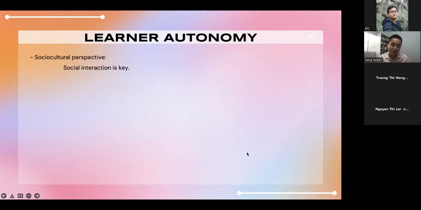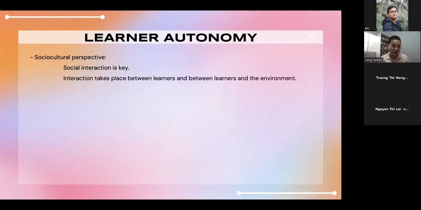The next perspective I want to talk about is the sociocultural perspective. So the sociocultural perspective revolves mostly around social interaction. The environment you create should allow some room for interaction. So when you have interaction happen between the learner and the learner, as well as between the learner and the environment, their learning autonomy would be heightened.